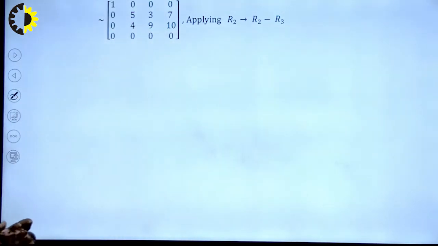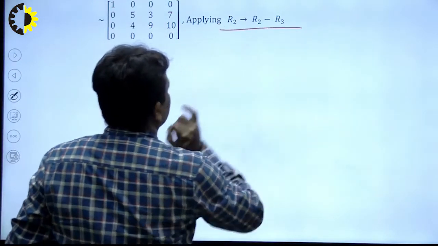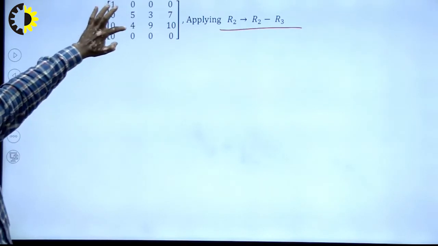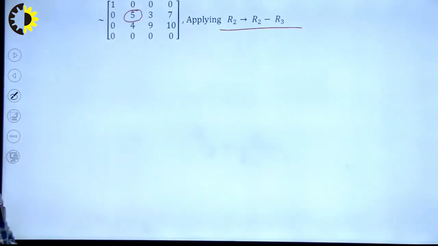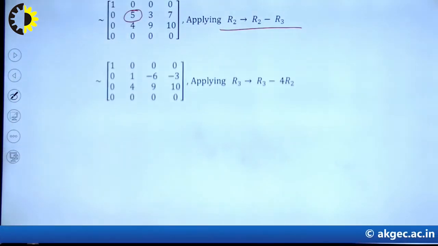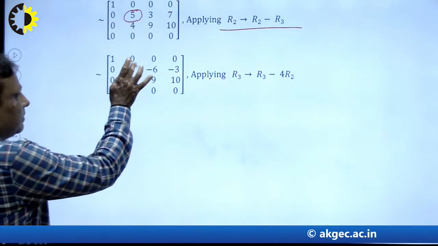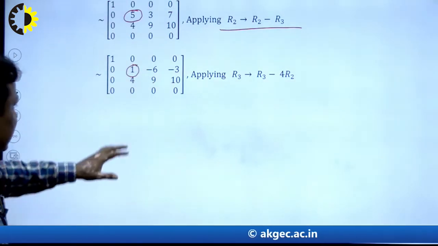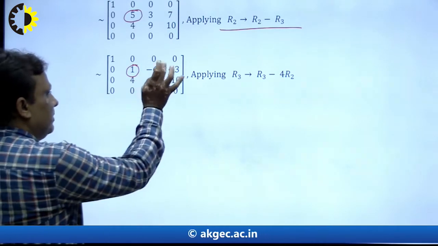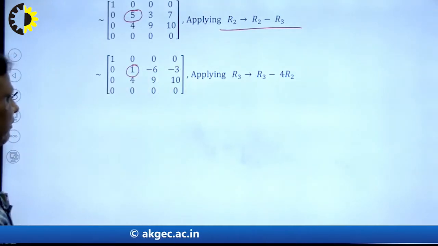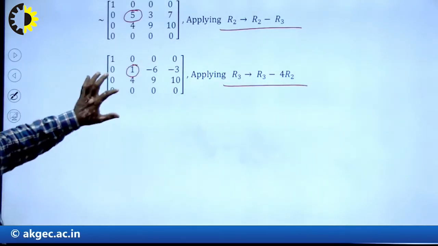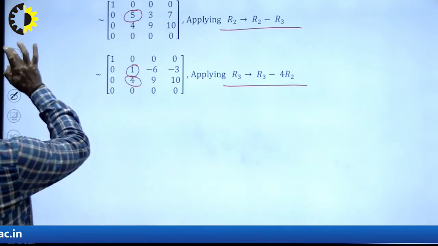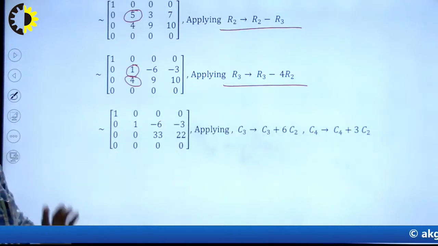Now the question is how to apply the operation R2 arrow R2 minus R3, right? So in R2, 5 minus 4 will be 1, because our aim is to reduce 1 here, reduce 1 here. So I apply the formula, we reduce here 1. If we reduce here 1, so this element becomes 0 and this element becomes 0 by using the column operation. If we apply here R3 arrow R3 minus 4R3, so this element will be 0 immediately after this operation. So this becomes 0, right?